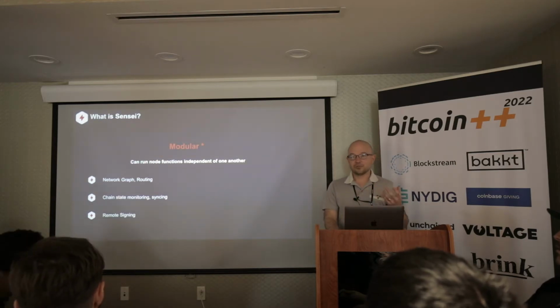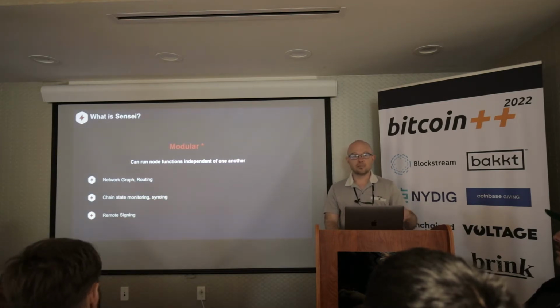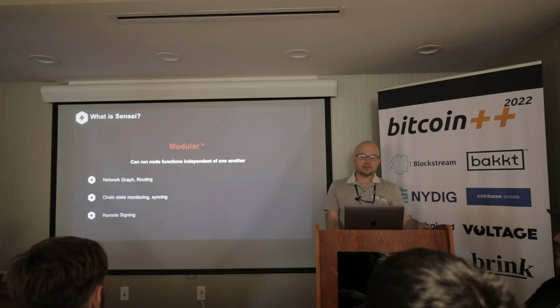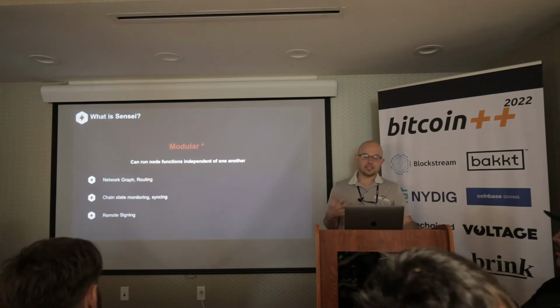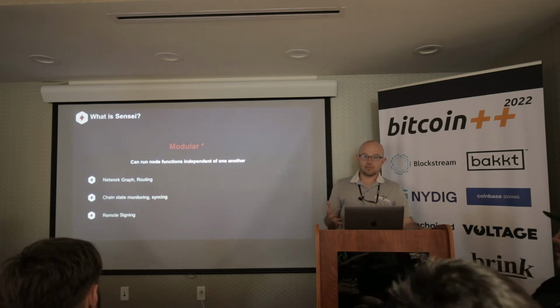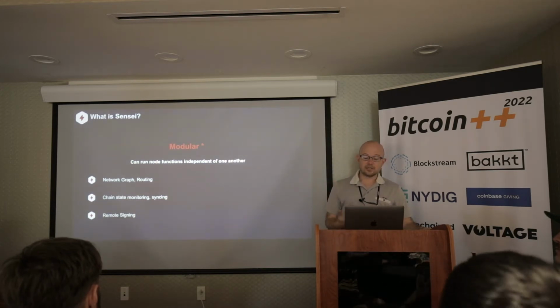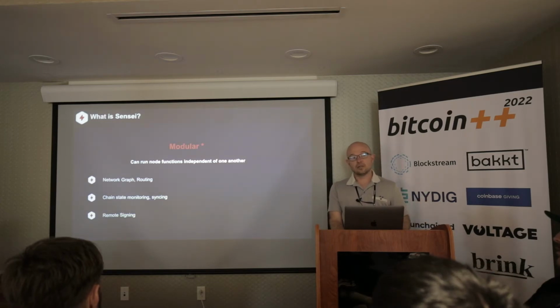Modular. One goal of this project is to be able to start the node in independent modules. So certain modules are like the network graph and routing. So you might want to stand up a Sensei instance that you can use as a pathfinding API for your mobile app or whatever it might be. Or maybe stand up an instance that just runs the chain state monitoring and chain syncing. So, keeping an API to keep things in sync with the latest tip. And then remote signing is another cool option here.